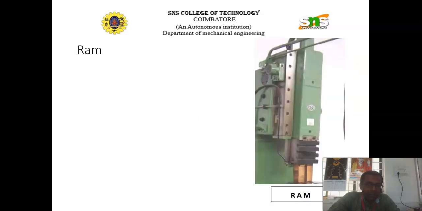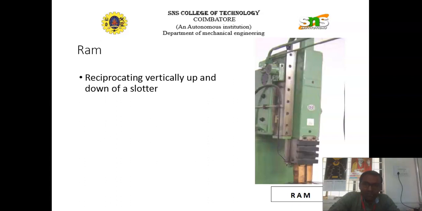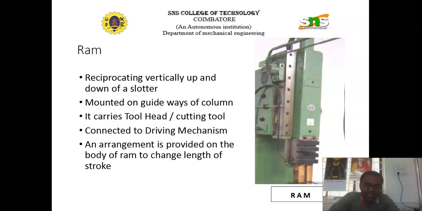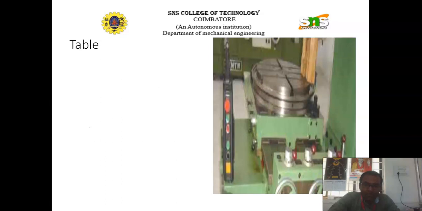The next most important part of the slotting machine is the ram. It reciprocates vertically in the upward and downward directions. It is mounted on the guideways of the column, as I already discussed. It carries the tool head and the cutting tool, and it is connected to the driving mechanism. An arrangement is provided on the body of the ram to change the length of the stroke.